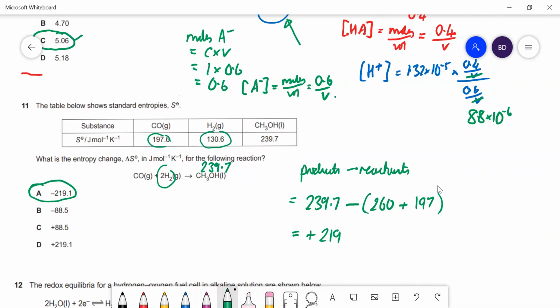Right, quick common sense check there. We've got a negative entropy change. Should we get a negative one? We should, because on this side of the equation we've got 3 moles of gas, and we're going to 1 mole of liquid on that side of the equation. So we definitely expect it to be negative. The entropy will be less disordered. So it's always worthwhile doing a common sense check.